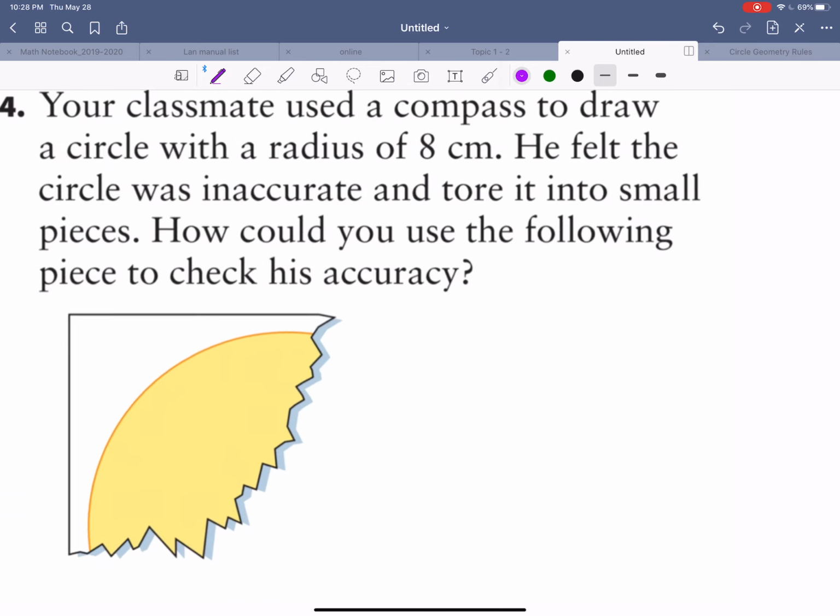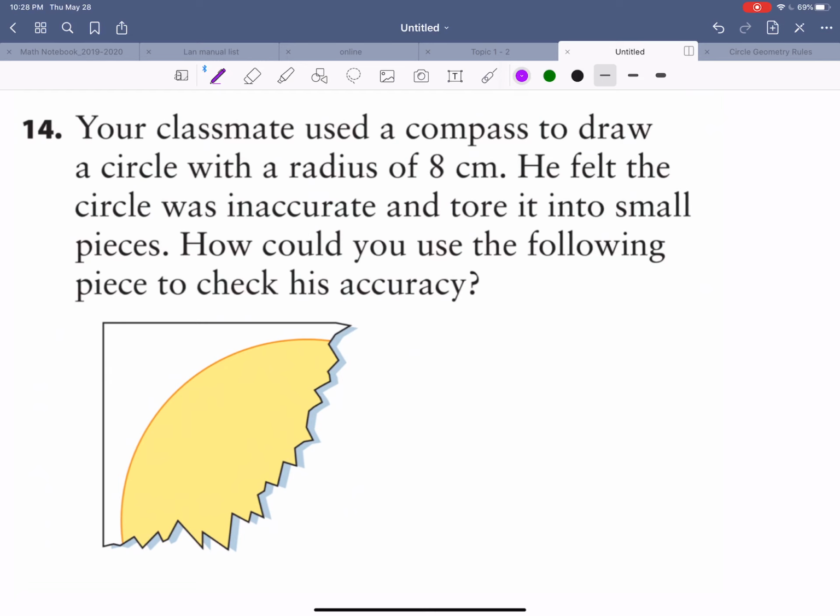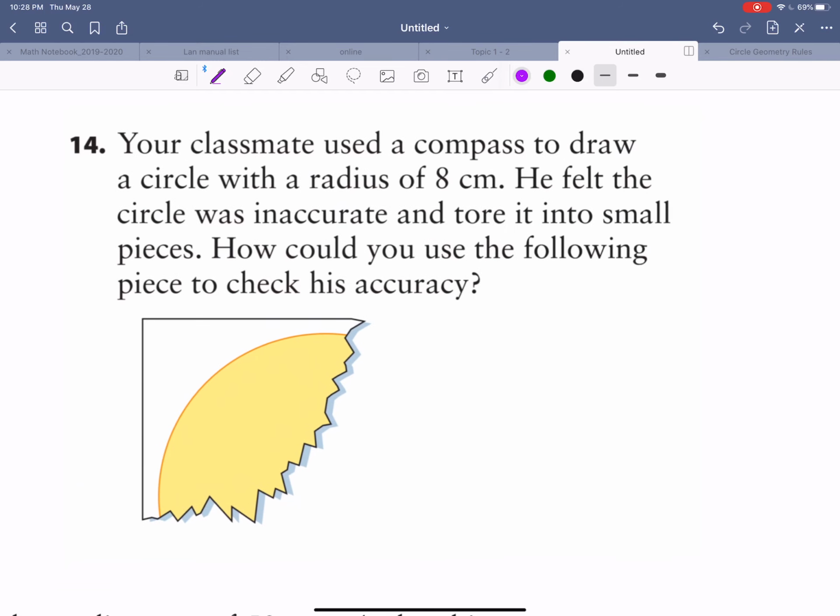So 14 here. This one here is someone drew a circle with a radius of 8 and felt that it is wrong, so he ripped it, and we want to check the accuracy, whether this circle he drew has a radius of 8 centimeter. So basically this kind of question, they ask you to find the center.